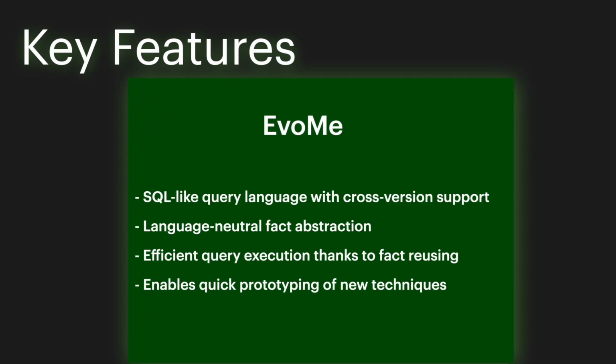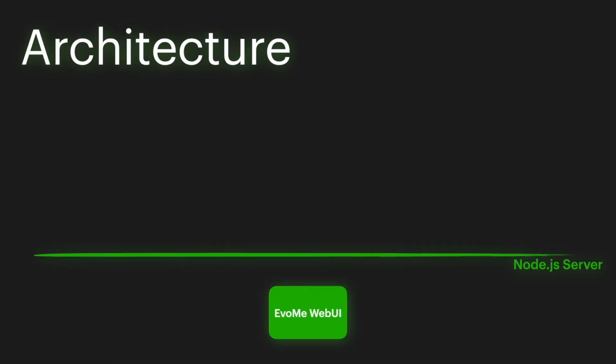EvoMe supports a SQL-like query language with cross-version support. It provides a language-neutral fact extraction, enabling maximal portability. A significant portion of the facts can be reused between iterative development cycles of the same task, and also among different tasks, thus making the query execution more efficient. With EvoMe, it is much easier for developers to do quick prototyping in order to try out and compare different new techniques. Now, let's take a look at the architecture of the tool.